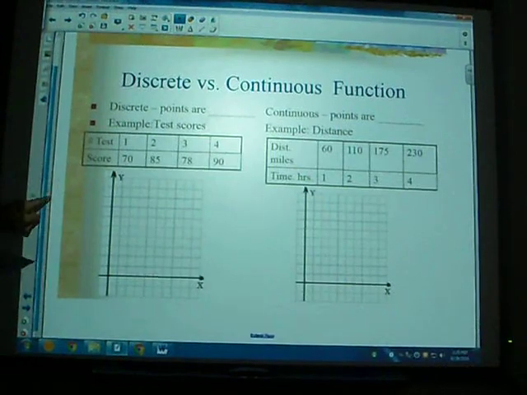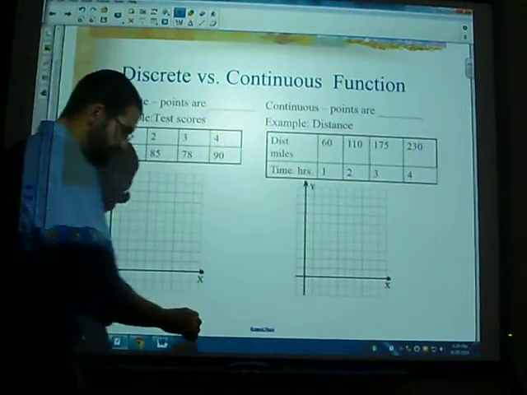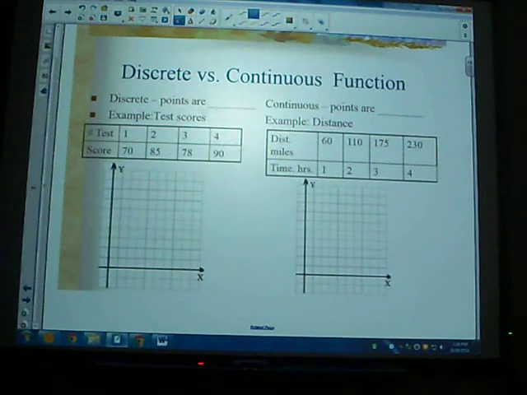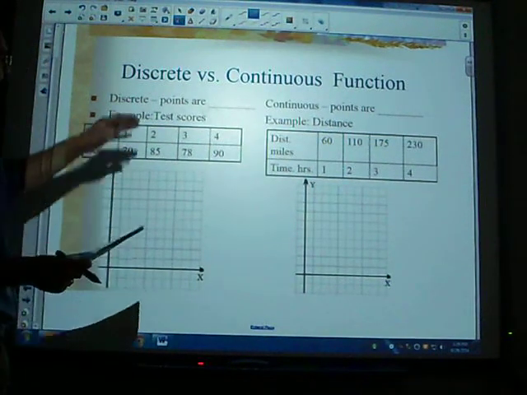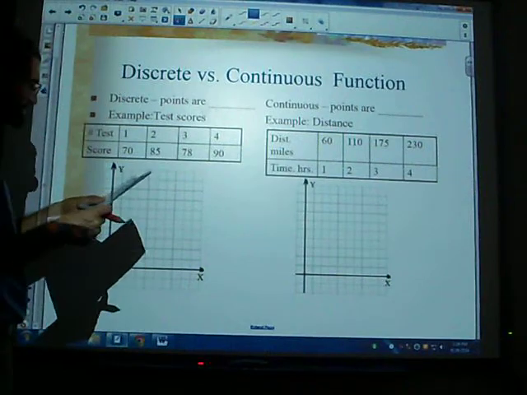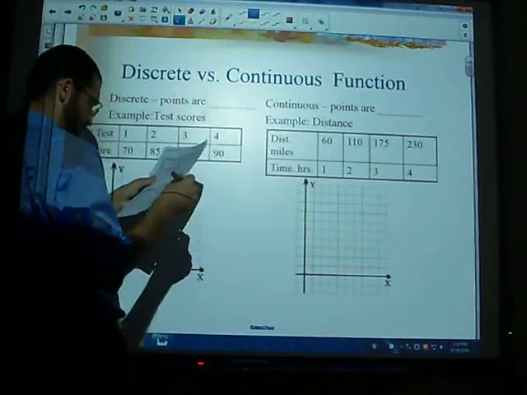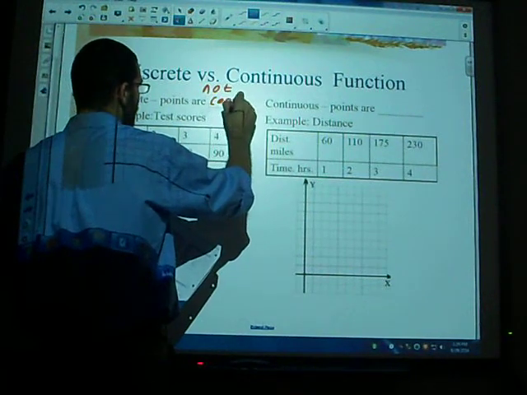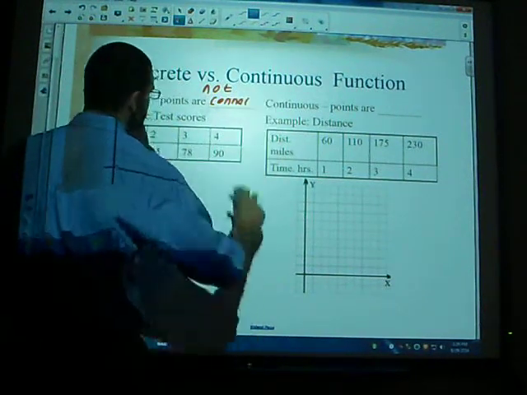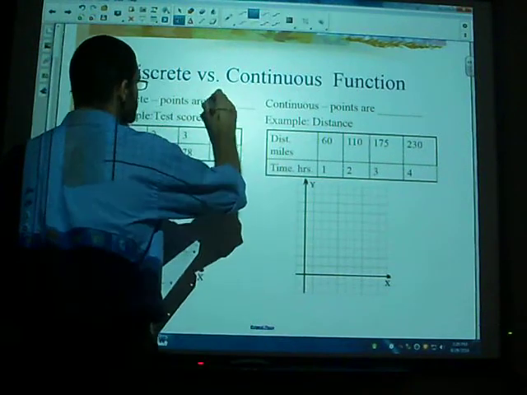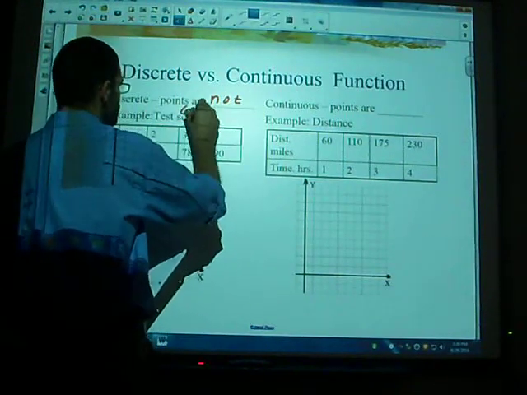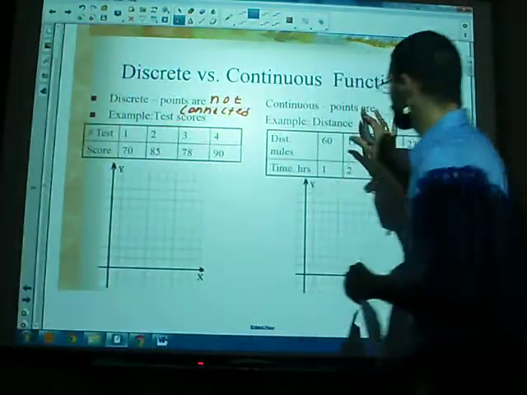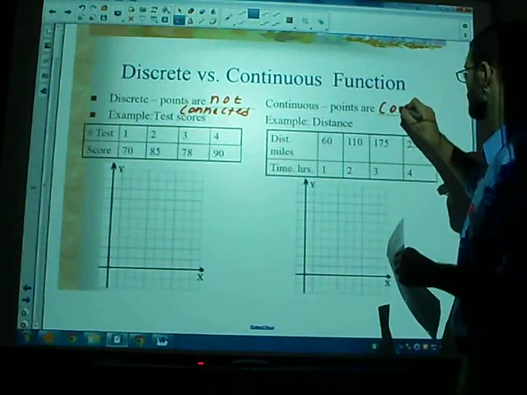Now let's talk about discrete versus continuous functions. Those are two different types of functions that you can come across, especially in real life. The discrete functions have points that are not connected. And a continuous function has points that are connected.